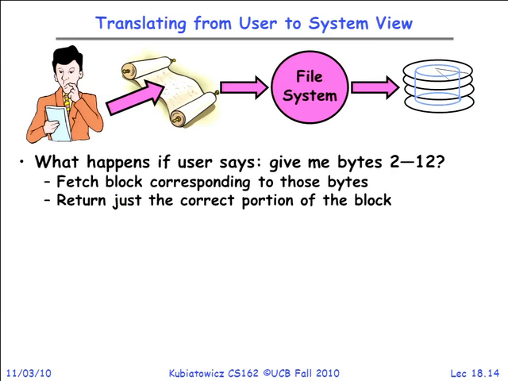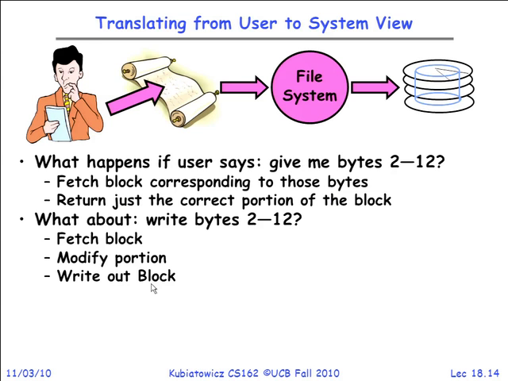Okay? Now, what if they say to write bytes 2 to 12? Well, notice that's actually more complicated, because you have to fetch the block, modify the written portion of the block, and then write out the block. Why is that? Because we only wrote bytes 2 to 12, so there's a whole bunch of the block that didn't change.